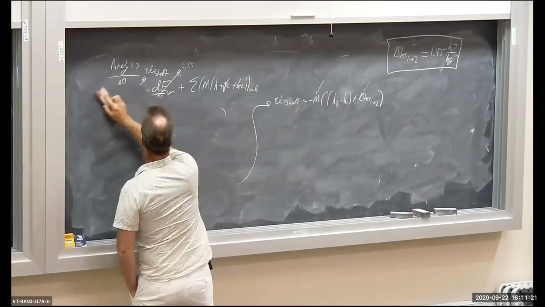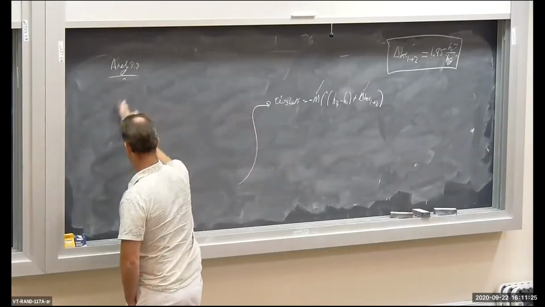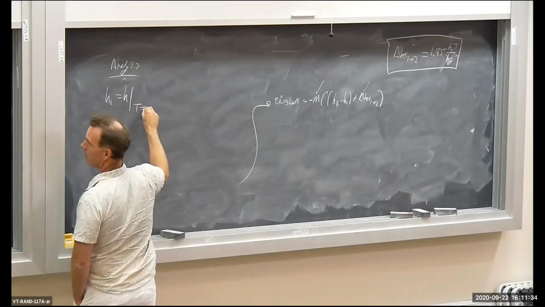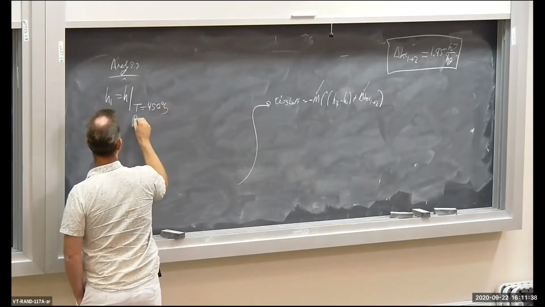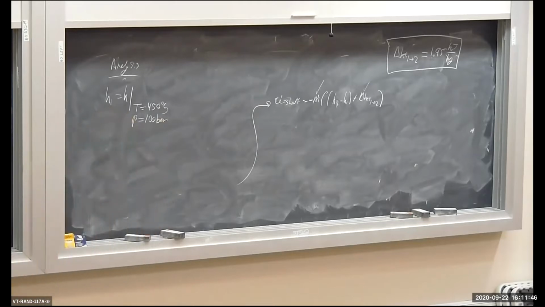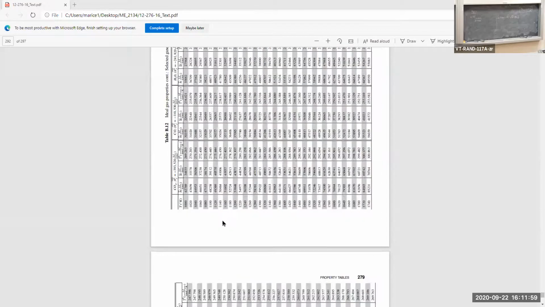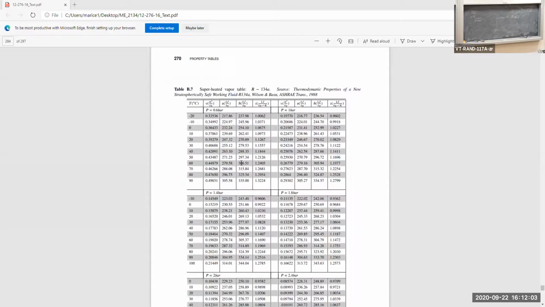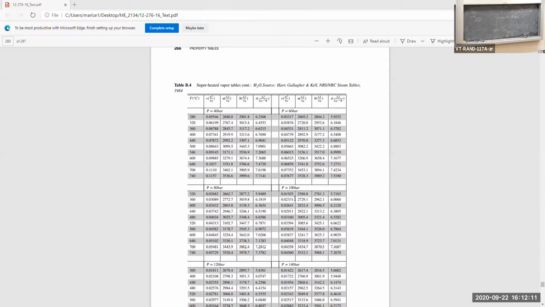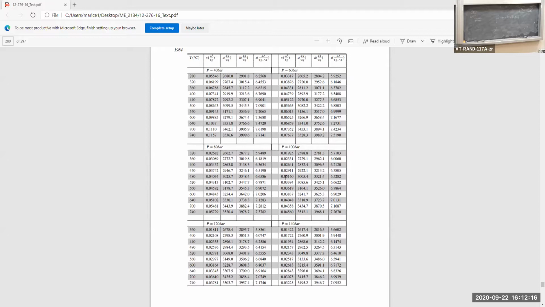Well, let's find the specific enthalpy at the inlet. H1 equals specific enthalpy of the steam evaluated at a temperature of 450 degrees C and a pressure equal to 100 bar. Let's see if we can find this temperature and pressure. Maybe we'll have to interpolate, but let's see if we can find something in the steam tables. Superheated, H2O, 100 bar, 450 degrees C.